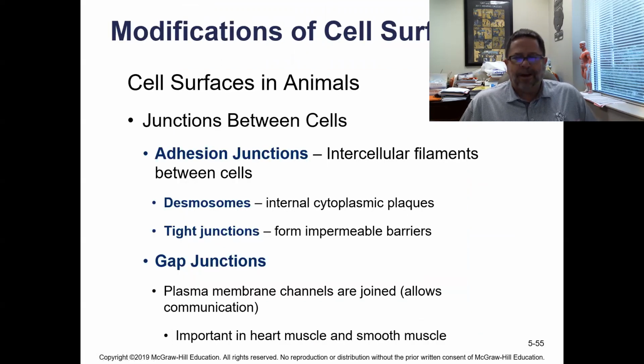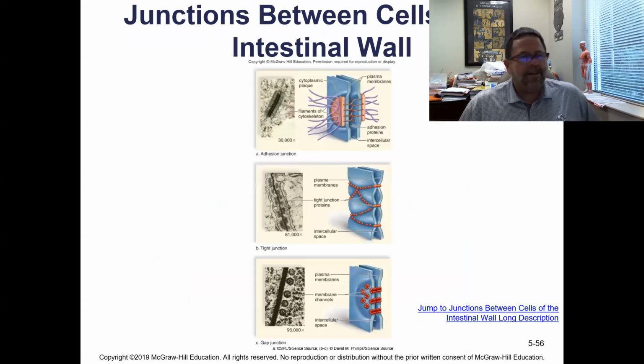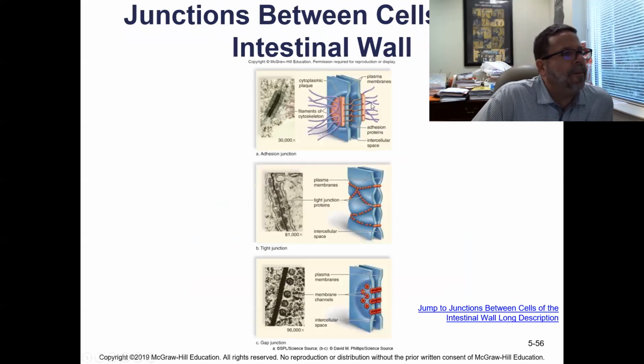And then there are three junctions that hold cells together. These are three real famous junctions. The first one is called an adhesion junction, sometimes called a desmosome. And then we have tight junctions, and then we have gap junctions. And here is the adhesion junction, the desmosome, and it looks like a spot weld where fibers actually go from cell to cell and help hold it together. It's not waterproof, but it's real tight.